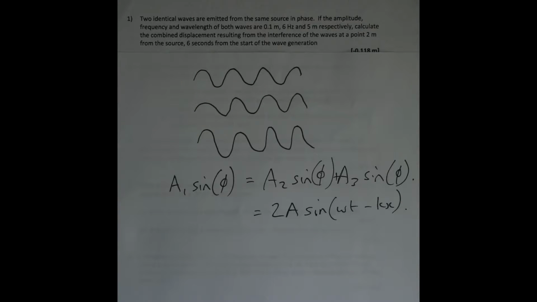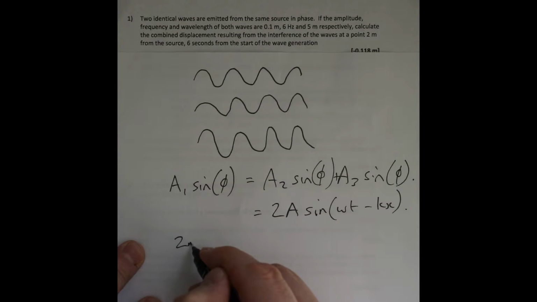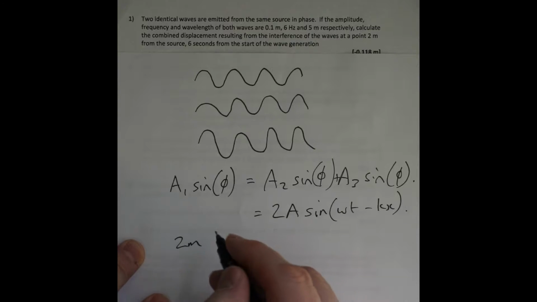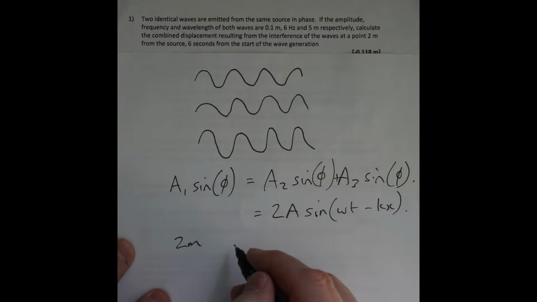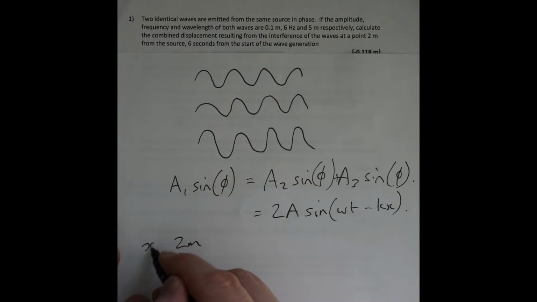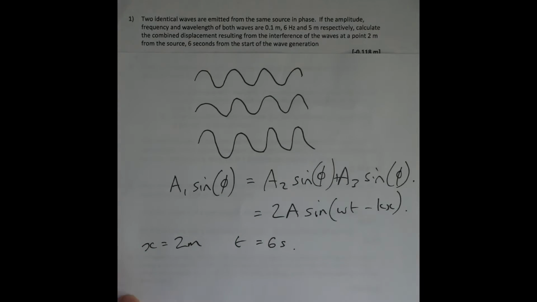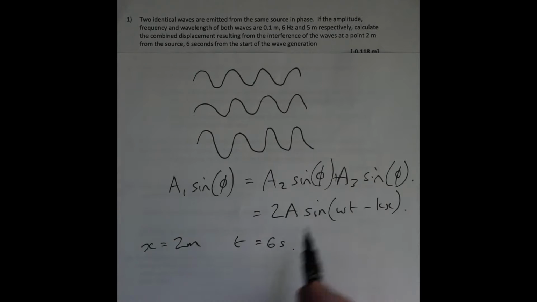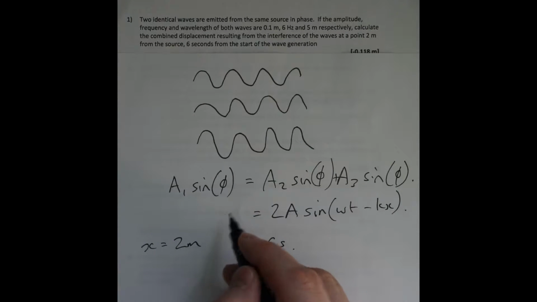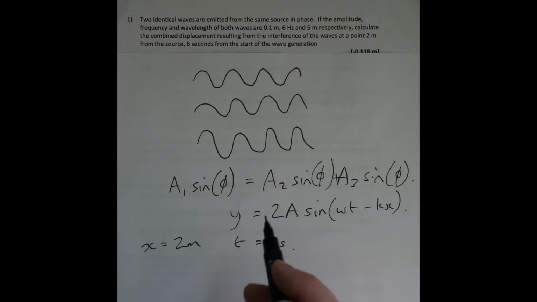So here we're asked to calculate the combined displacement resulting from the interference of the waves at a point 2 meters from the source and 6 seconds from the start. So x is going to be equal to 2 meters because x is the distance from the source, and our time t is going to be equal to 6 seconds. Okay, so all we need to do is put these values into this equation here, and that will give us the value of the displacement of the wave at that point.